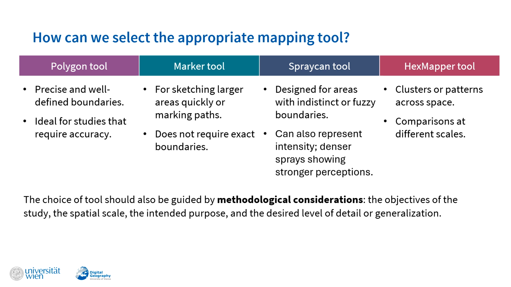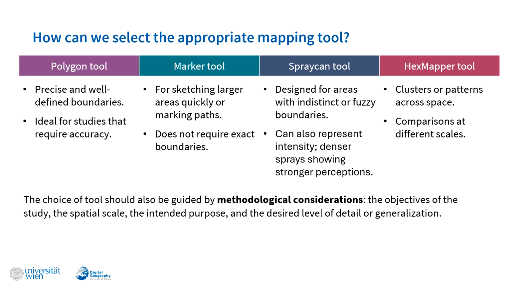Now the question is, how can we select the appropriate mapping tool? Let's take a look at this comparison table. The polygon tool is best for precise and well-defined boundaries, useful for mapping the outline of a park or highlighting a few city blocks. It allows detailed editing of vertices, making it ideal for studies that require accuracy.